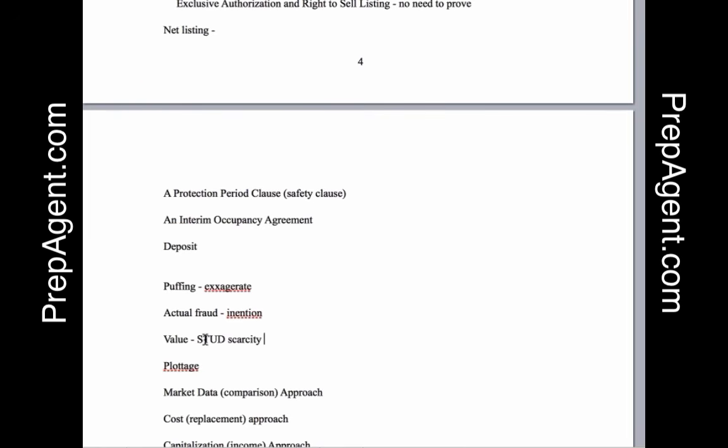Scarcity. Whether or not it can be transferred, transferability. Fancy word for selling it. Utility, how useful it is. And demand, does anybody even want it? Good, excellent. So you got that.